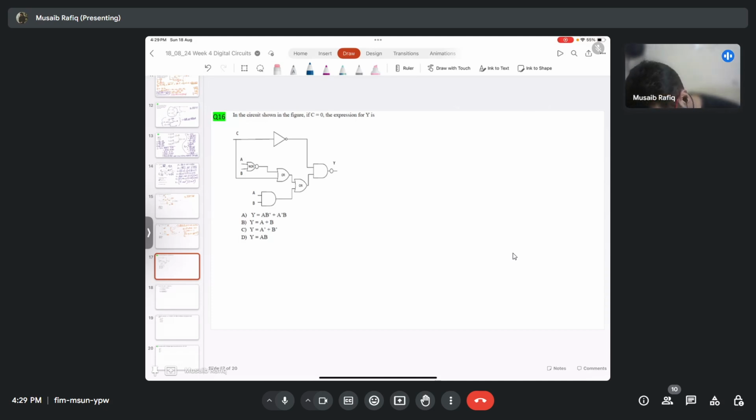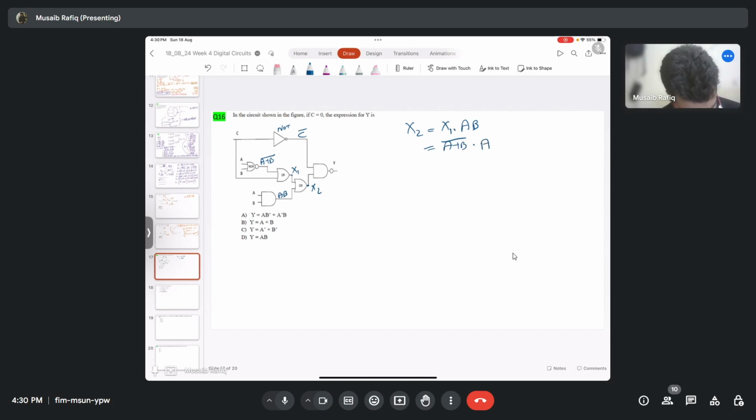So C, I have this NOT gate, so this will be equal to C bar. This will be equal to (A plus B) whole bar, because it is the NOR gate. This is A, B. Let me mark this as x1, this is x2. So x2 is equal to x1 dot AB. So it is (A plus B) whole bar dot AB.